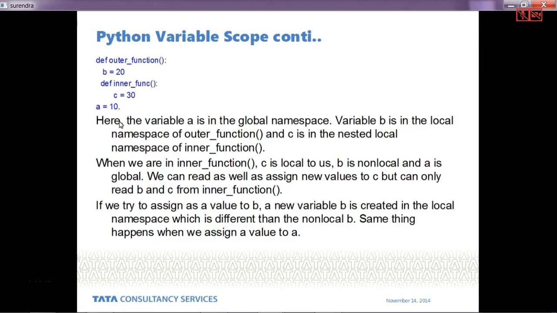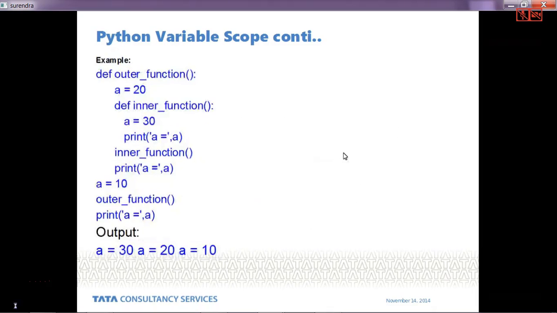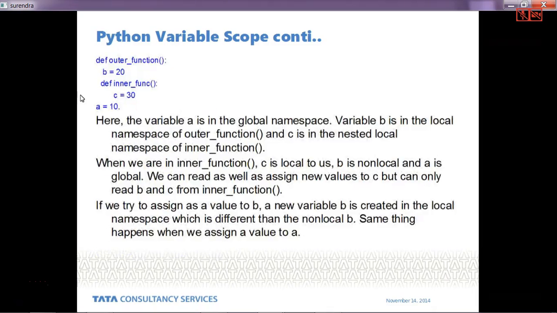And A is the global namespace. When we are in the inner function, C is local to us. For example, I am here, C is local to us. B is non-local, because I am inside the inner function. B is the outer function's local scope, and A is the global.